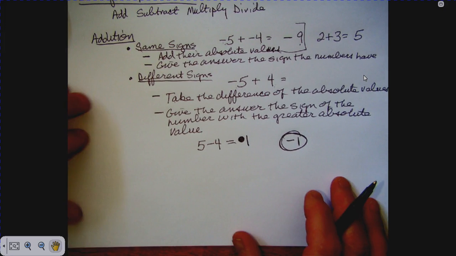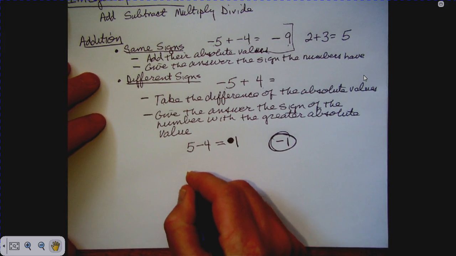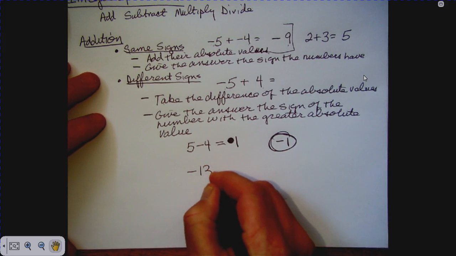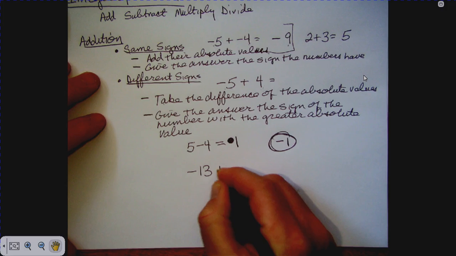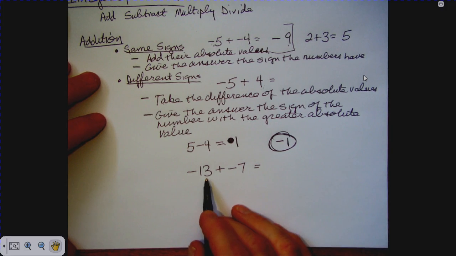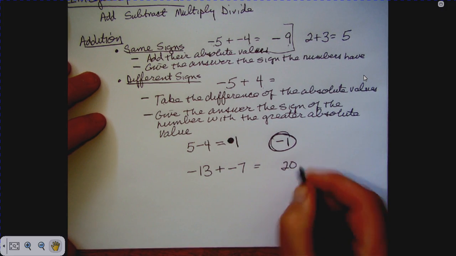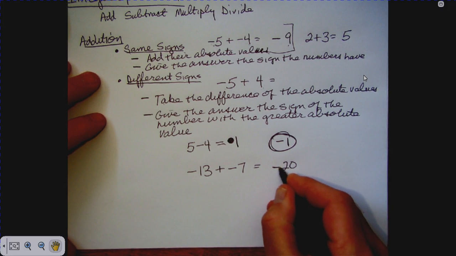Let's practice a little bit with addition. Let's say I have negative 13 plus negative 7. Same signs. I'm going to add the two together. I get 20. I'm going to give them the sign that they have, negative 20.